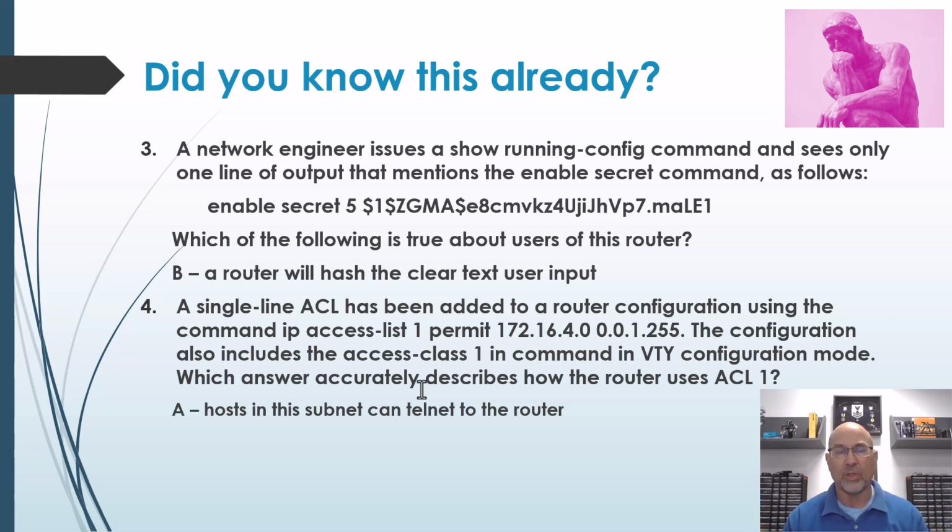So that was B. Question number 4, a single line ACL has been added to a router configuration using the command ip access-list 1, 172.16.4.0, and then 0.0.1.255. The configuration also includes the access-class 1 command in the VTY configuration mode. Which answer accurately describes how the router uses ACL 1? So this was the indirection, so hosts in this subnet can telnet to the router.